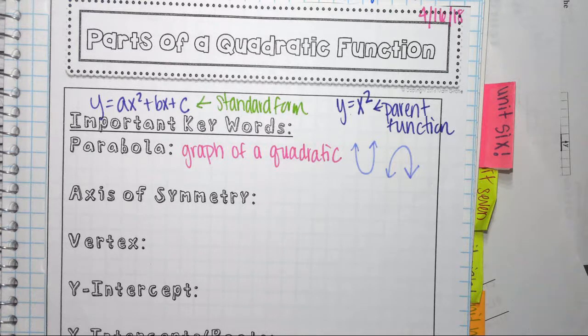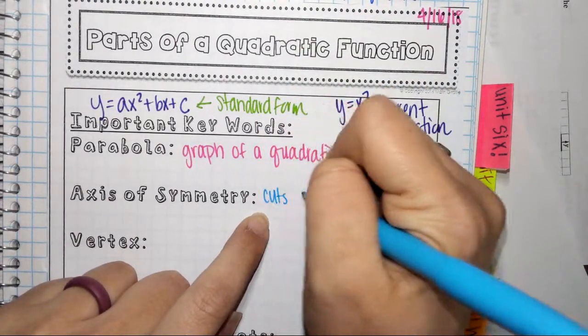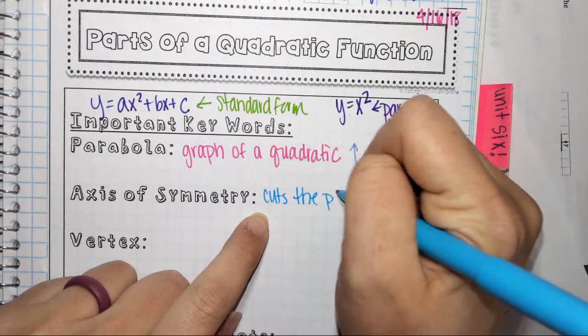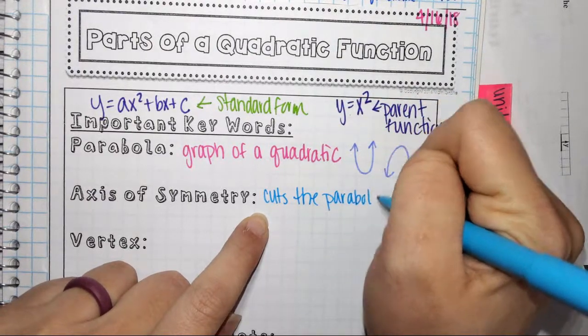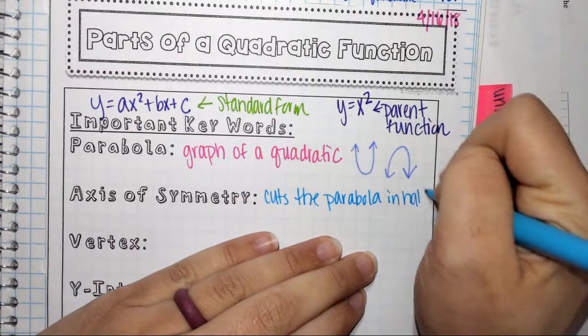All right. The next part is the axis of symmetry. Now, what does the word symmetry mean? Same on both sides. Good. Both of you take a point. You cannot use the word to define the word. Just a fun fact there. All right. So the axis of symmetry, it cuts the parabola in half.